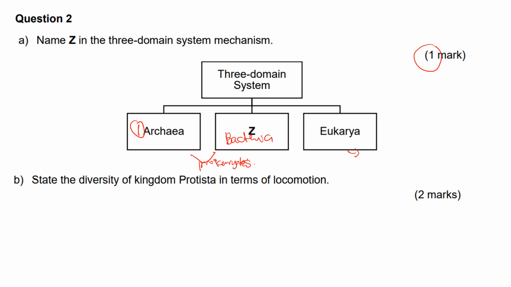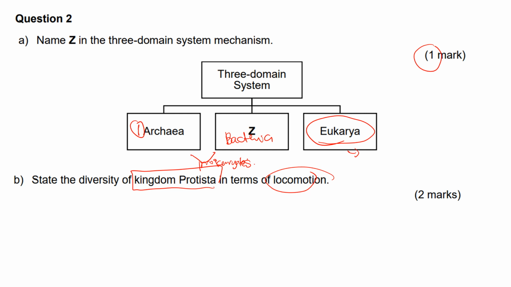Question B. State the diversity of kingdom Protista in its locomotion. So Protista, they are under the domain eukarya. Because they are under the domain eukarya, they are eukaryotes. They are more complex than prokaryotes. But protists are also unicellular organisms, but they are more complex compared to prokaryotes. The size of the cell is much bigger.